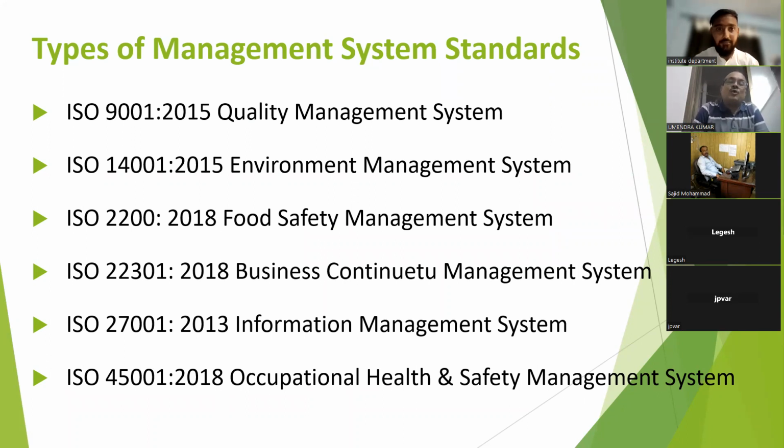ISO 9001:2015. Why 2015? This standard was revised in 2015. Earlier it was 2000, then 2008, and then after that 2015; this is the revision of this standard. Okay. Then ISO 14001:2015, which also came in the recent version in 2015. That is called environment management system. It focuses our activity with respect to our environment. Then ISO 22000:2018.